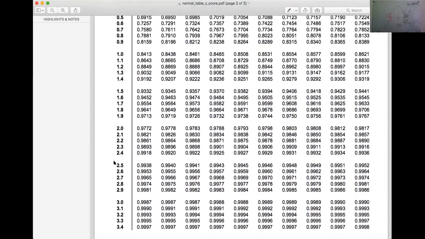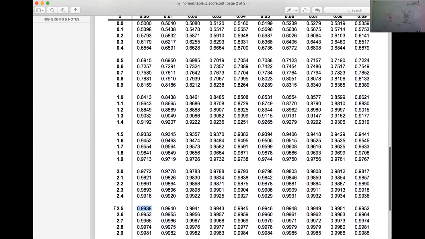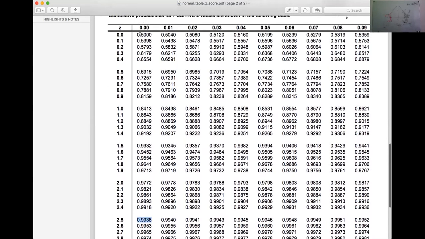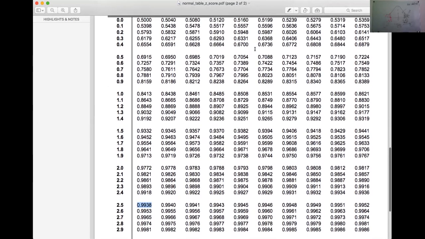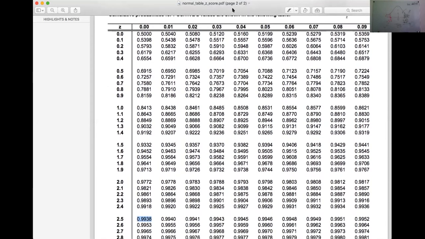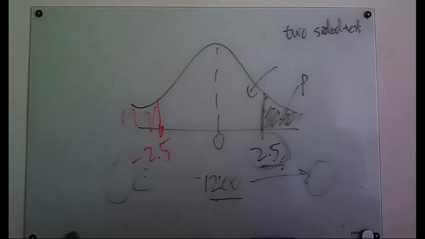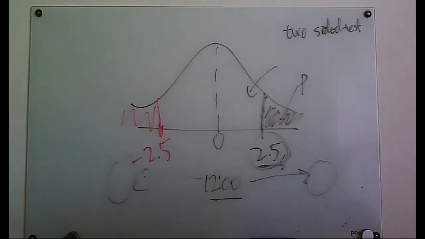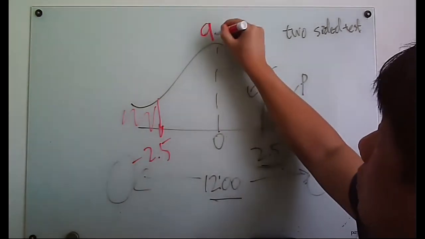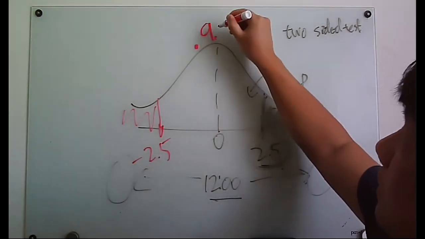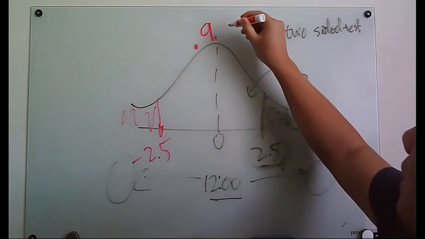So we had 2.5, which is 0.9938. This is 2.5 and 0 z-score, so that would be 0.9938. I explain this in super detail in chapter 6. If you don't understand how to look at this table, go back to that, okay? So for 2.5, the number I got was 0.9938.